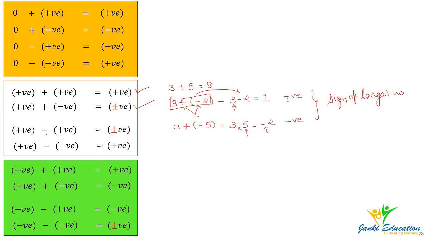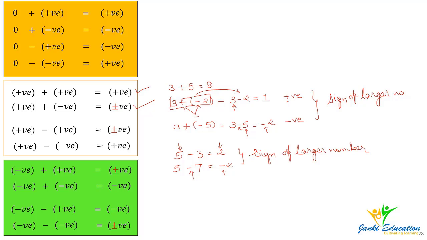Try to understand this subtraction. Say 5 minus 3 is equal to 2. But what about 5 minus 7? So 5 is smaller, 7 is larger, so it is minus 2. So again here 5 is positive, so the answer is positive. 7 is negative, so the answer is negative. And here also you can say the sign of the larger number.